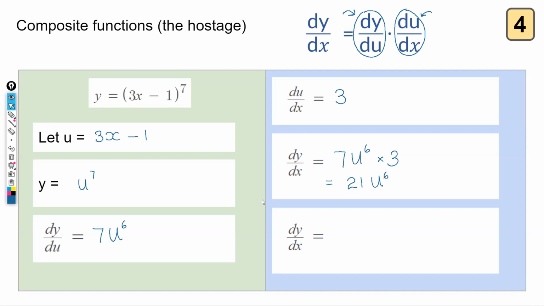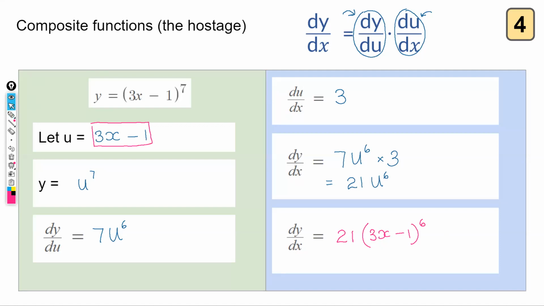However, we want our answer to only have the letter x. Notice our answer has the letter u. We can easily resolve that. Isn't u the same thing as 3x minus 1? So anywhere we see the letter u, even at the end of the question, we could throw away the u and in brackets put what? 3x minus 1. And don't forget to put back the power 6. You are finished. You have just differentiated the expression.